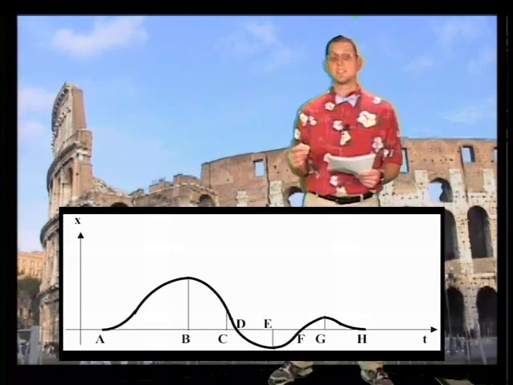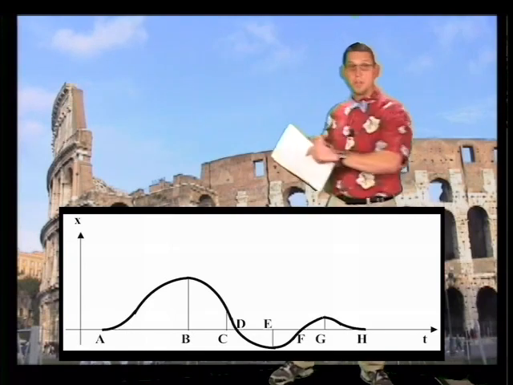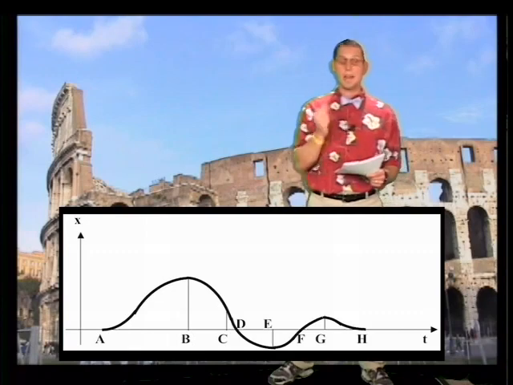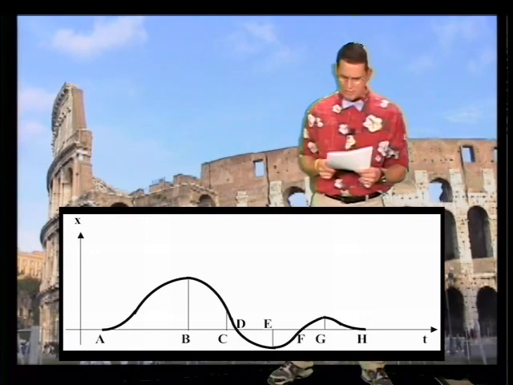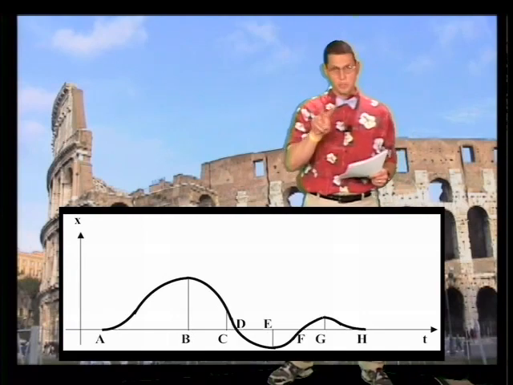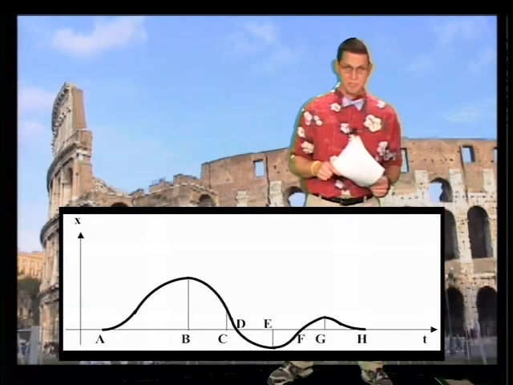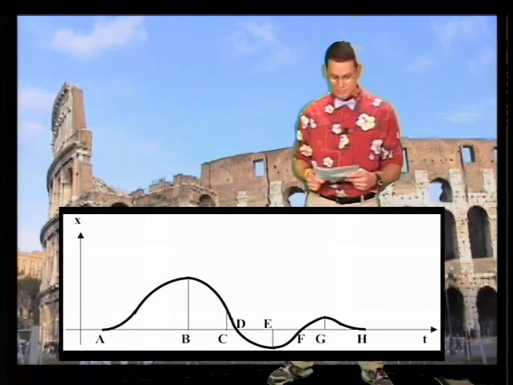That's going to happen at D. He goes from charging to retreating at D. And at F, he goes from retreating to charging again. What happened there? So the gladiator turned around 2 times. Those are the x-intercepts, okay, where the graph actually crosses the x-axis.